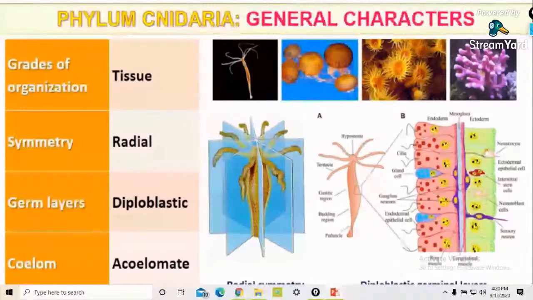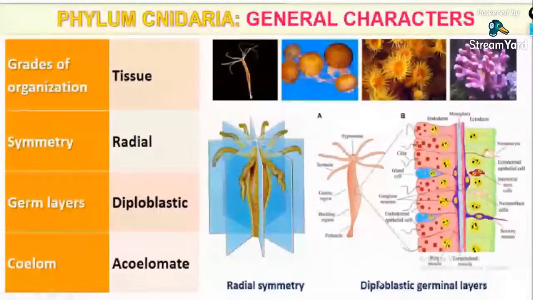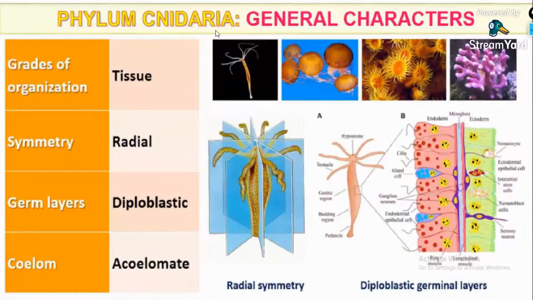Okay, fine. So, general characters of this phylum Cnidaria. Grade of organization. We have discussed in case of porifera, the level of organization as cellular level. In case of Cnidaria, it is tissue level of organization. There is an aggregate of cells that perform a similar, specific function, that is known as the tissue level of organization.